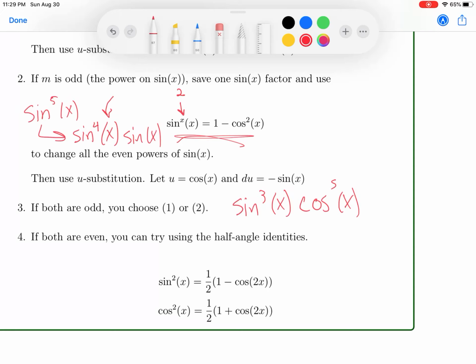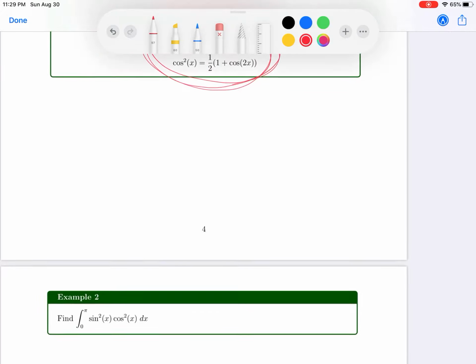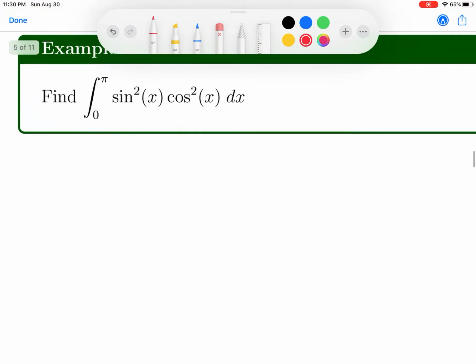4. If both are even, and we haven't quite done this yet, but if both are even, you can use these identities here. Okay. All right, let's move on. What do we got left? We got a lot left.